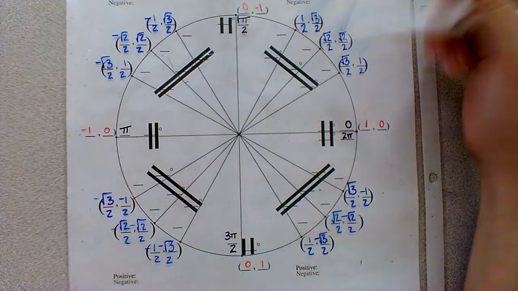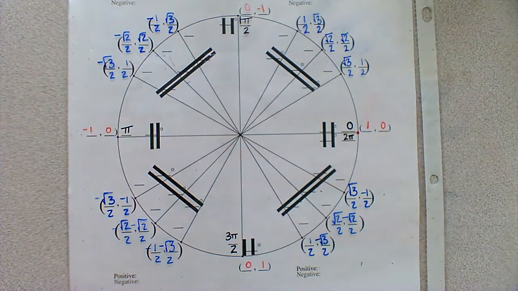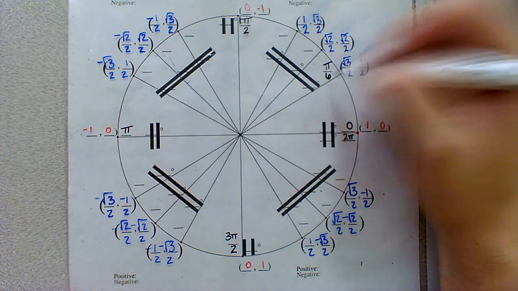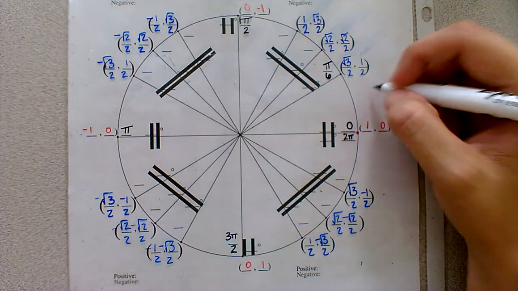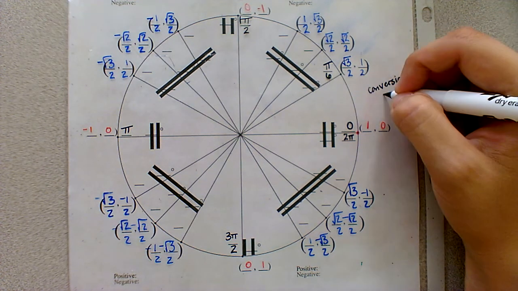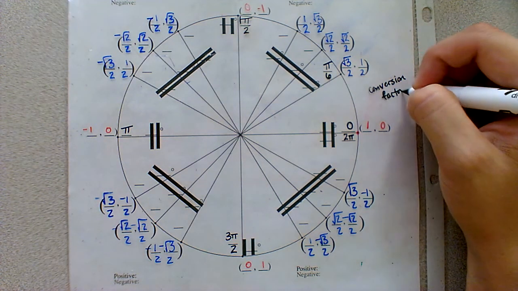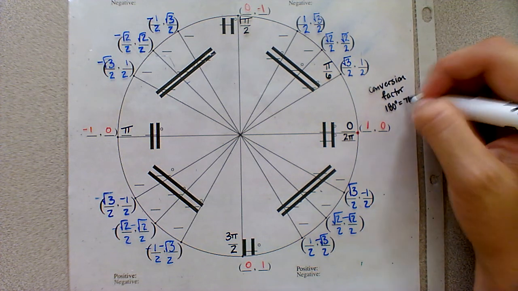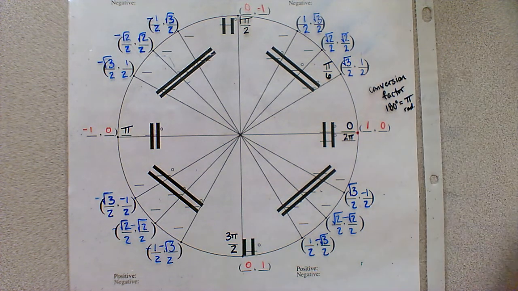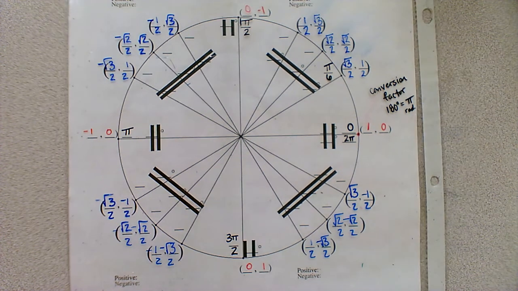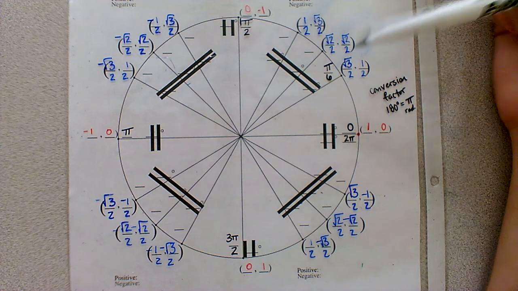So to fill out the other ones, this initial 30-degree angle has an equivalent radian of pi over 6. Hopefully you are familiar with that conversion factor. Maybe we'll go ahead and write that down. Okay, 180 degrees equals pi radians, or maybe rad for short. So you can go ahead and use that conversion to help you move between radians and degree values.